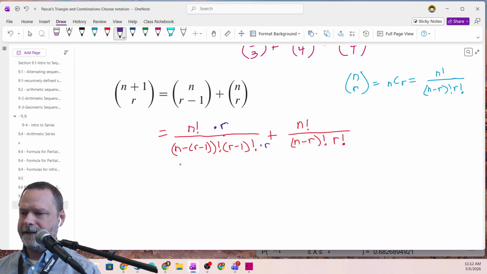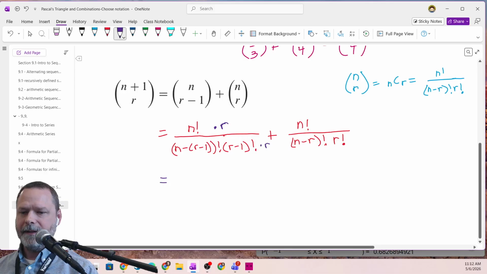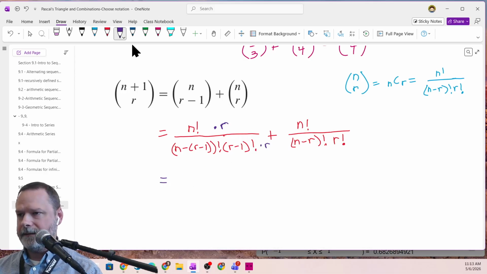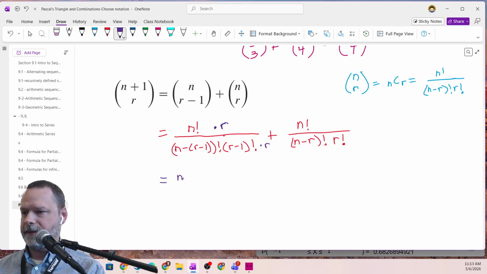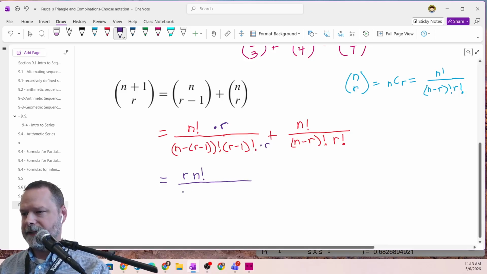Let's go ahead and take a look at what we got so far. Give me one second here. Wow. Well, we'll work it out. I guess you could always fast forward. So r times n factorial over, if we distribute this minus in here, what do we get? We get n minus r plus 1 factorial. Okay, that is going to make it a little bit more clear here what we got to do to get these the same.